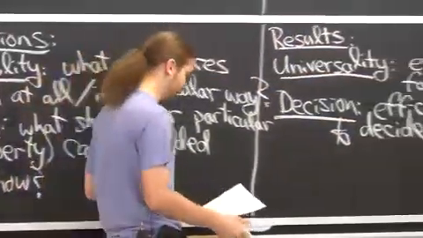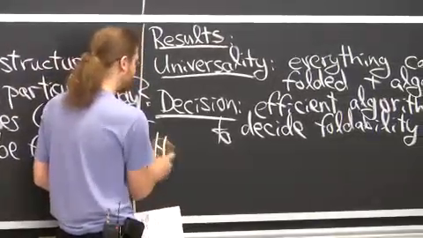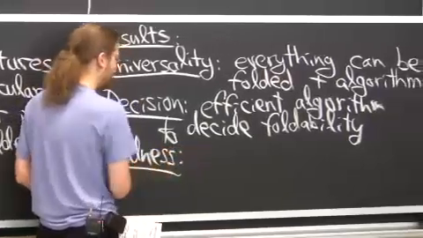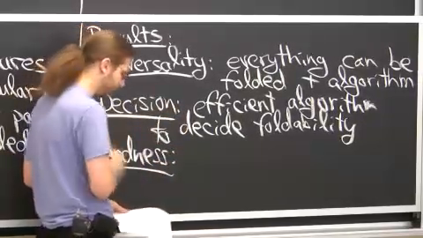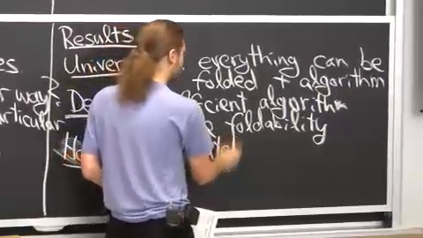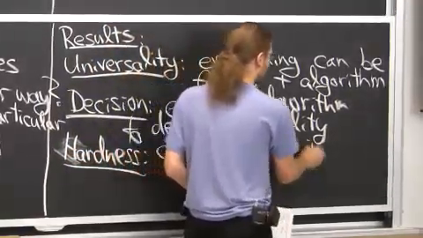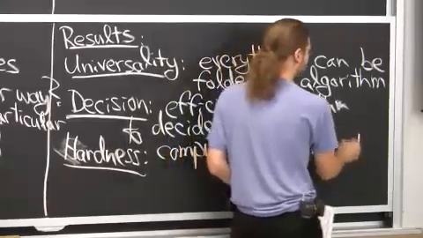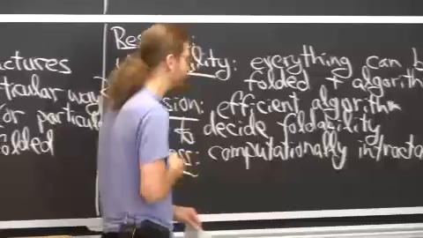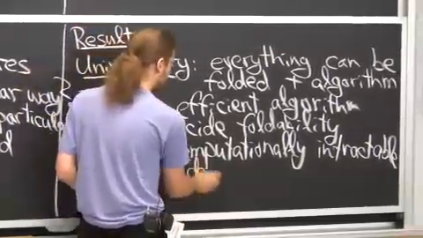And then, of course, the worst thing that could happen in some sense is you get a hardness result, which says there's no good way to even distinguish foldable things from unfoldable things. So I'm going to say computationally intractable to mean generically that there's no good algorithm to solve a problem. We're going to be more formal about that in the future.